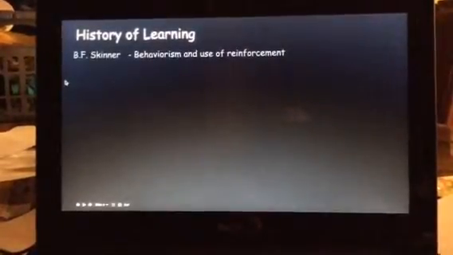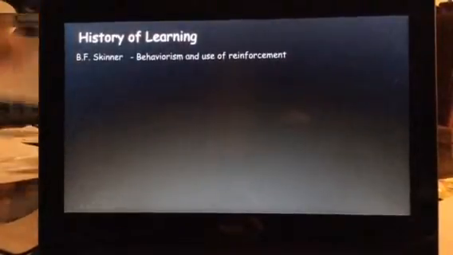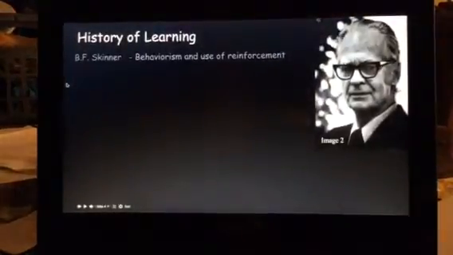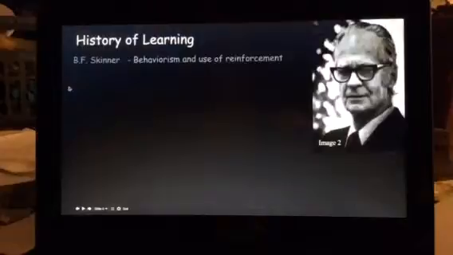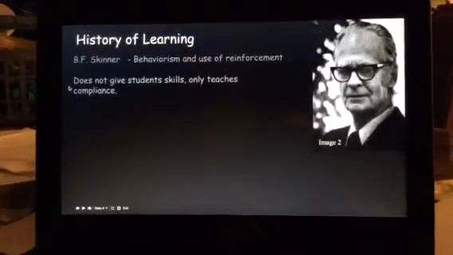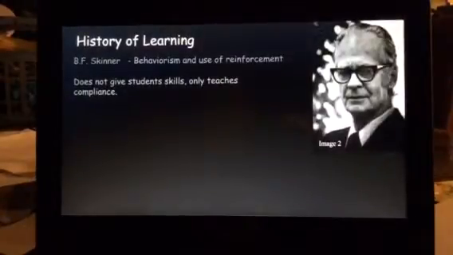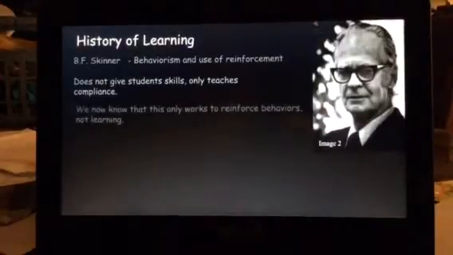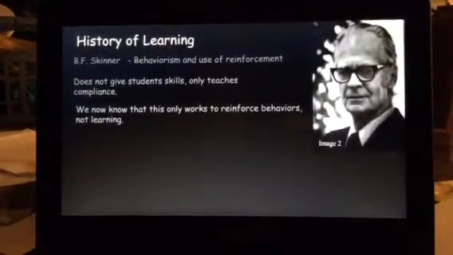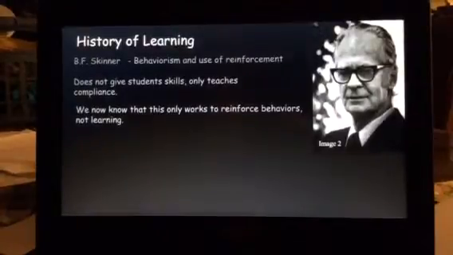If we take a look at the history of learning, one of the behavioral scientists that stands out is B.F. Skinner. He was a behaviorist, and he was a big proponent of the use of reinforcement. He was an American behaviorist from 1904 to 1990. And what we've learned by making advancements with what we know about the brain and learning and teaching is that if we use B.F. Skinner's theories, we are not giving students skills, we're only teaching them compliance. And now we know that this only works to reinforce behaviors and not teach learning.